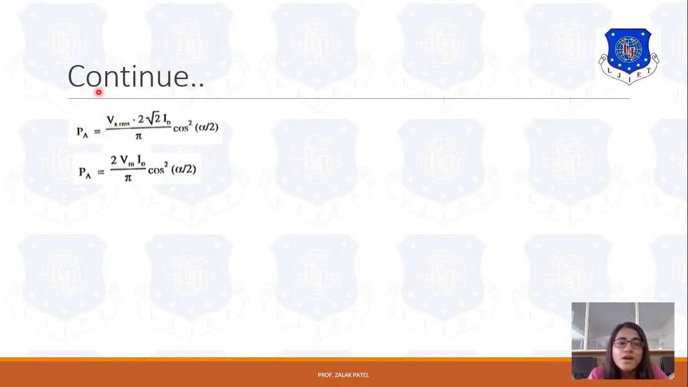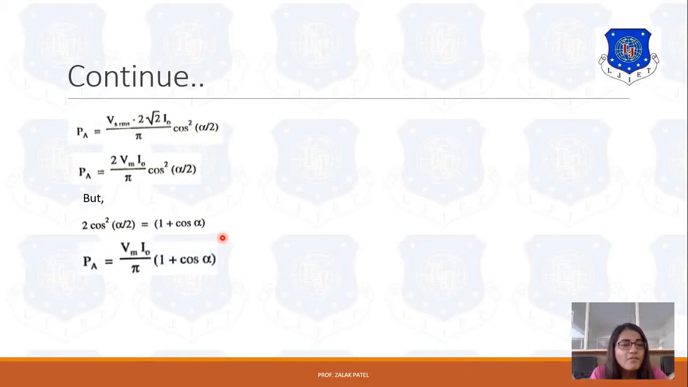You can also write it in terms of maximum voltage, because maximum voltage Vm upon root 2 is equal to Vrms. So it can also be written in terms of Vrms. We can also write this equation with the term 2 cos square alpha by 2. Here in the multiplication, 2 will be taken, so 2 into cos square alpha by 2 becomes 1 plus cos alpha.